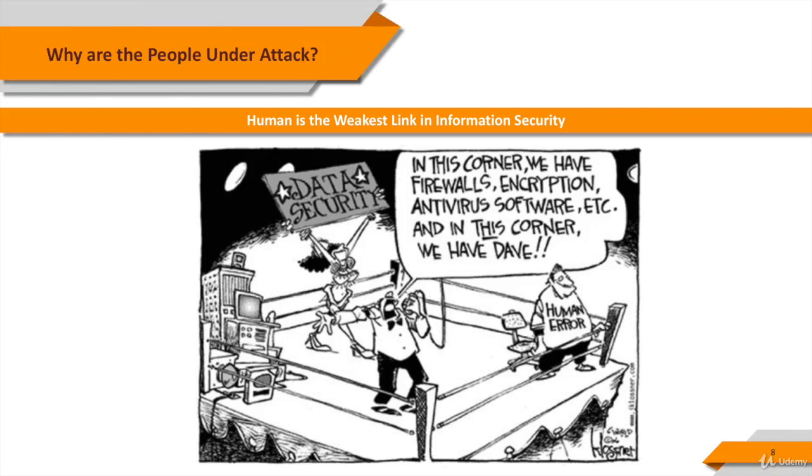Let's explain why the human being is always under attack with the writings of Rick Ferguson, who's the Director of Security Research and Communications at Microsoft. People are always the weakest link in information security. You can deploy all the technology you want, but people simply cannot be programmed and can't be anticipated.